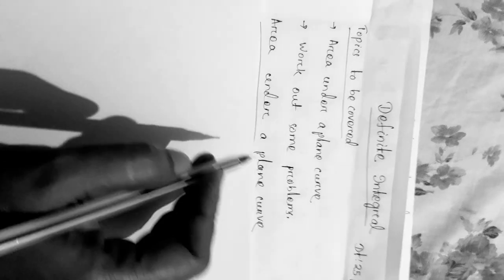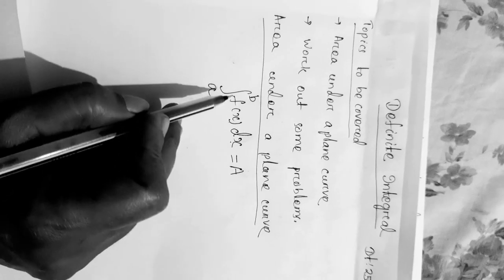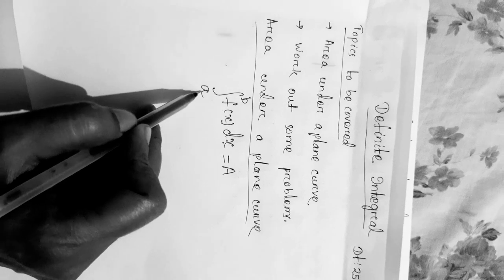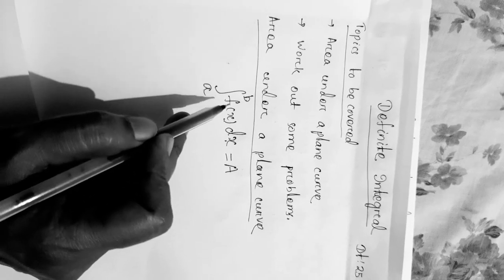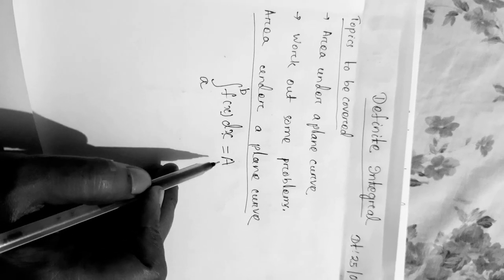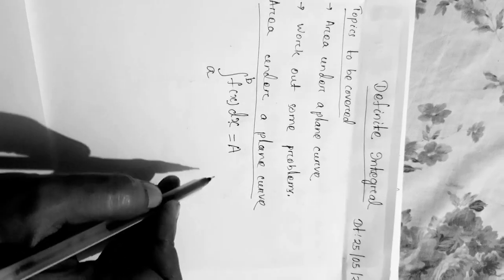Before going to this topic, we need to understand the geometrical meaning of the definite integral. Let us consider a definite integral, that is, to integrate the function f of x with respect to x where x varies from a to b. If we evaluate this definite integral, you will get a definite value. Let that value be represented as A.